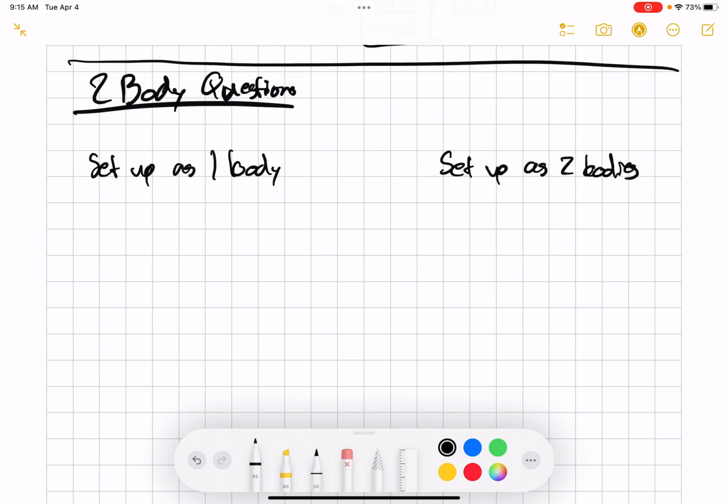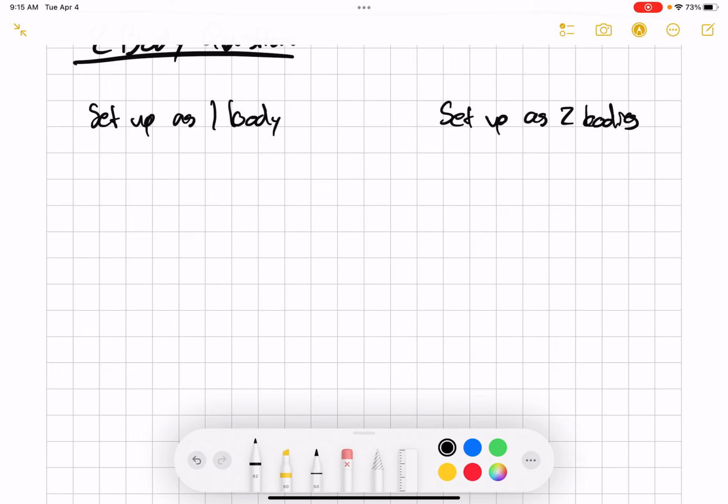Okay, so for setting up as one body, we're going to do something like F net equals M total A. So it's really important that the M you're plugging in here is the total M. That's just M1 plus M2 plus dot dot dot, right? So I'm adding up all the masses we have involved, and that's going to be there.